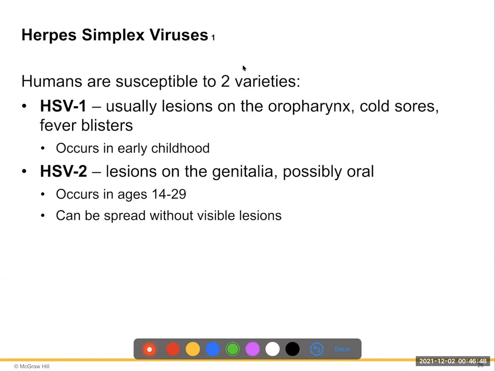The primary case is usually a fever. Other than that, just regular cold sores after that. But most kids have them. HSV2, herpes simplex virus 2, has lesions on the genital area and possibly in the oral area also. Okay, it occurs in the ages 14 to 29. Okay, it can be spread without visible lesions.